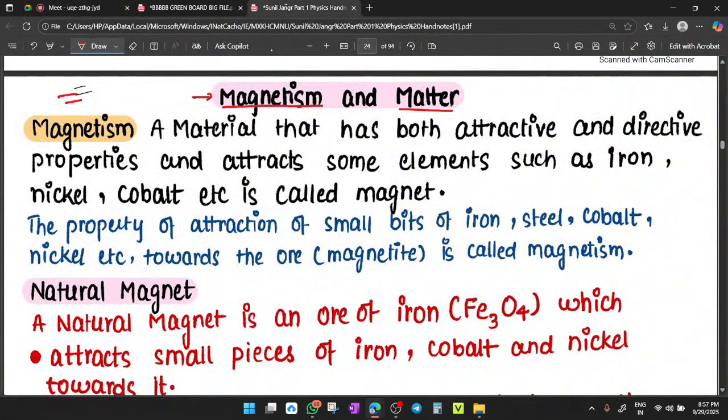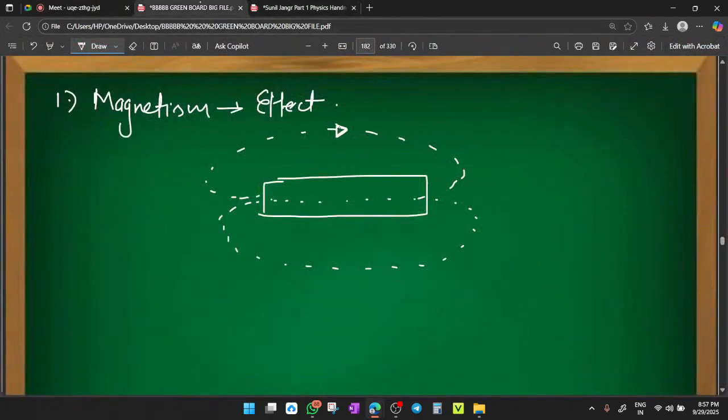magnetic lines of force. These are magnetic lines of force originating from the north pole and continuing to travel inside the magnet from south pole to north pole. It means they are forming a closed loop. So magnetism is the effect produced by any magnetic substance, or you can say a magnet.